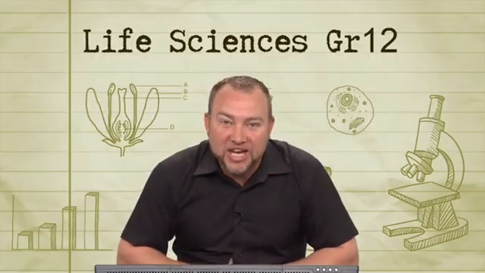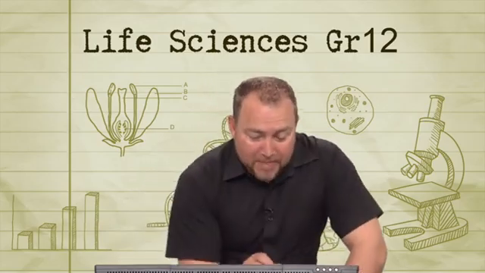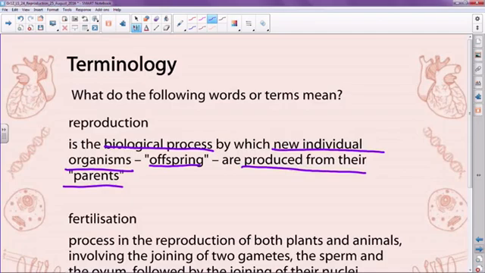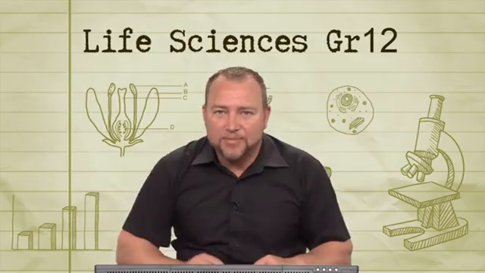So let's have a look at what you came up with. Here are the answers. Firstly, reproduction is the biological process by which new individuals, organisms or offspring are produced from their parents. In other words, the making of new individuals or organisms from parents. That is what reproduction is. We're making more of that same thing.